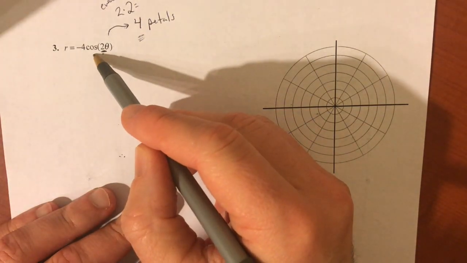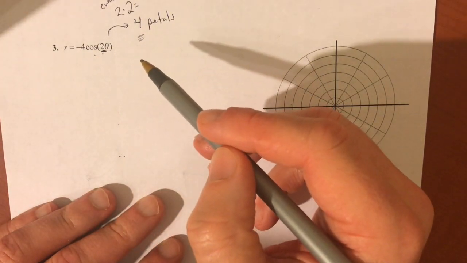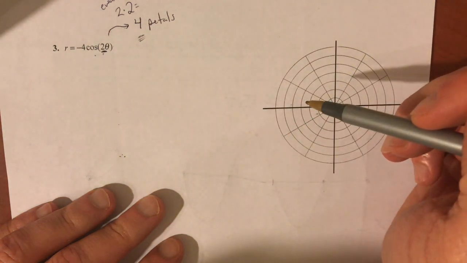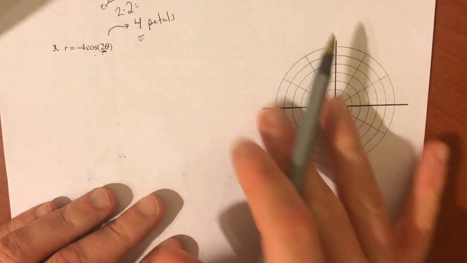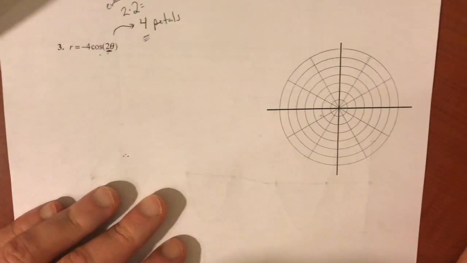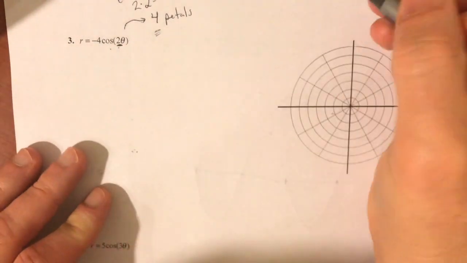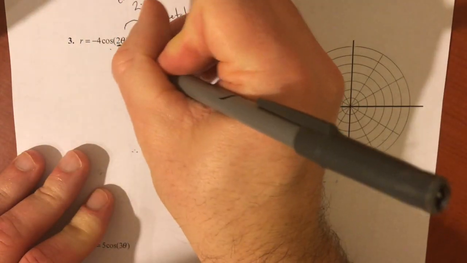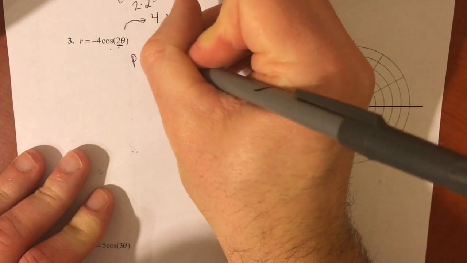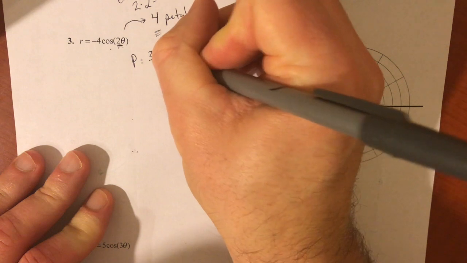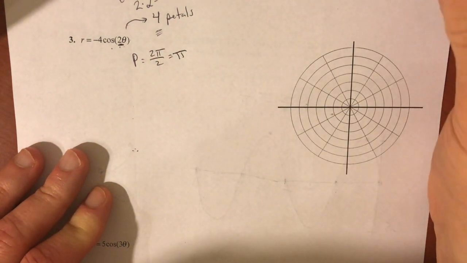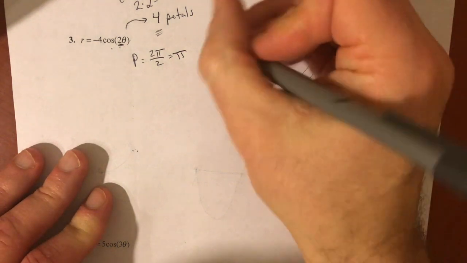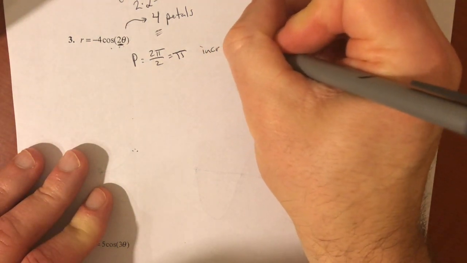This is cosine, so it should be a 4-petaled rose curve, which is symmetric with the x-axis, just so you have at least a rough idea, but that could still look a few different ways. And so now how to get those, it's kind of up to you, but our period is going to be 2 pi over 2, which means our new period is pi. So your new increment should be pi over 4, 1/4 of that new period.